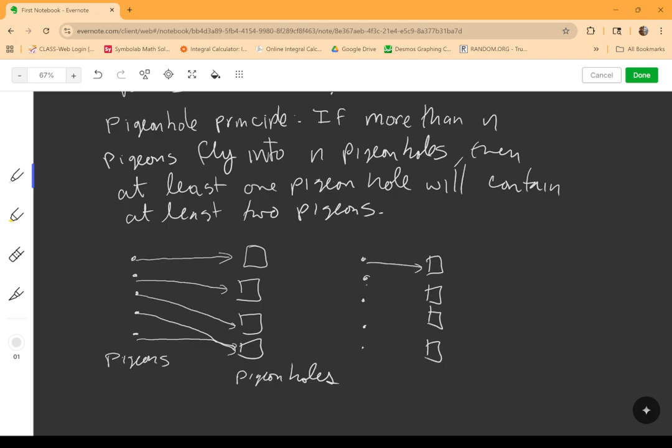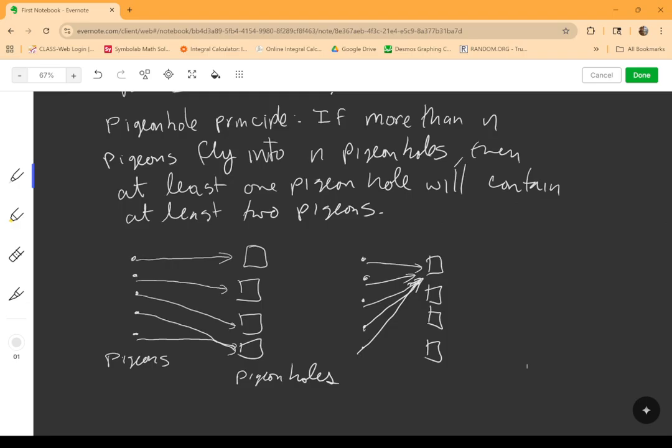Because we could also have this, right? This does not violate the pigeonhole principle. If I read that, it says if more than n pigeons fly into n pigeonholes, then at least one pigeonhole will contain at least two pigeons. And we can see there one of them contains, in this case, all of them. That is still in line with the pigeonhole principle. Okay, so make sure we understand what that is telling me and what I can deduce from that.